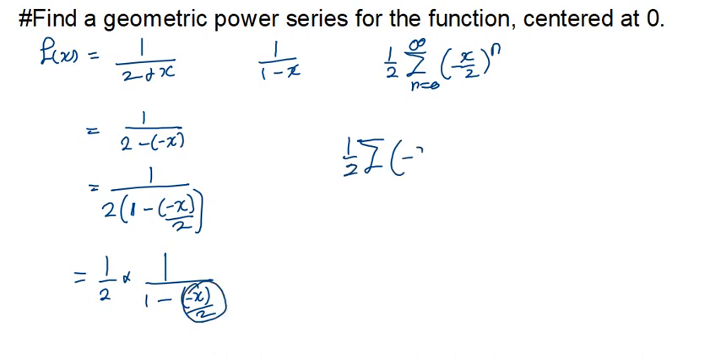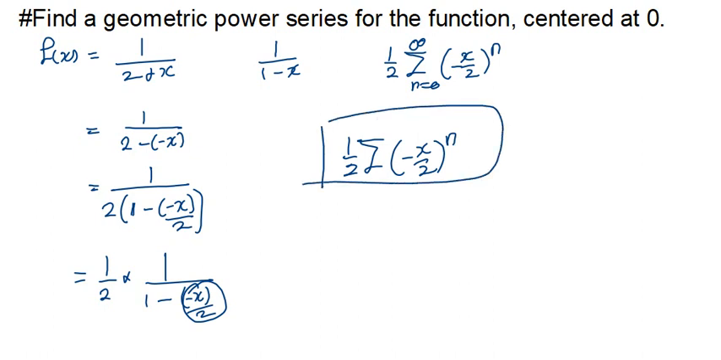That would be what? Minus x over 2, you raise it to the n, which happens to be the geometric power series expression for that function that we are given, which is the same as that one. So even just by looking, when you do a lot of questions, even just by looking at what you have as a function, it's very easy to conclude, okay, this is going to appear like that. But of course, if it's an assessment, you have to show your work.